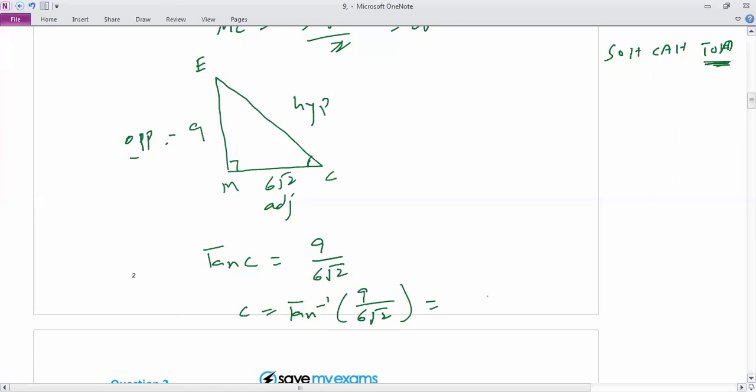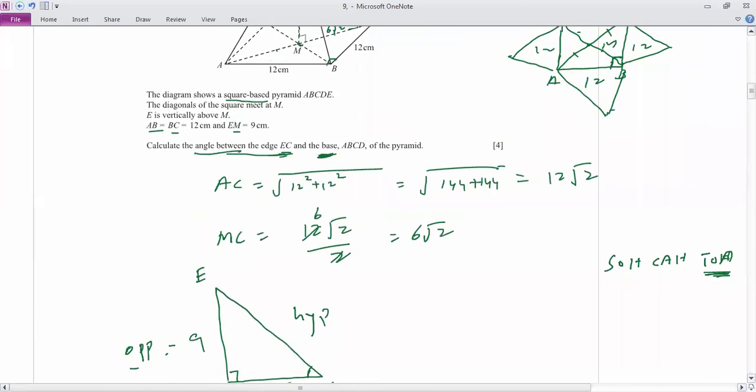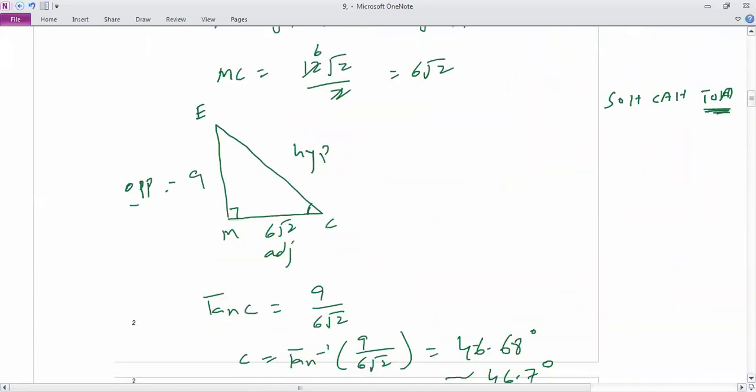46.7. 46.68. Round it to 3 now. 46.7. So this is the first part of the angle. We calculated the angle between the edge EC and the base ABCD of the pyramid.